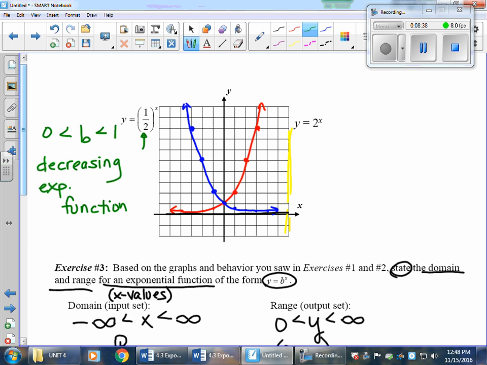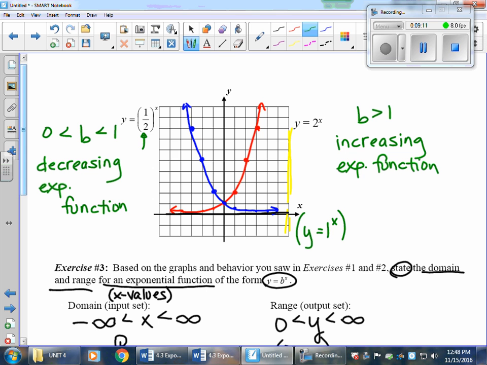And taking a look on the other side, here, when our base is greater than 1, not equal to 1 again, when it's greater than 1, this is going to be an increasing exponential function. Why do we exclude 1? If you had y equals 1 to the x, what would that be? Y equals 1 to the 0, y equals 1 to the 1, y equals 1 to the 2. Hopefully you realize that this would just be the horizontal line, y equals 1. So this is not an exponential function. So that's why we have to exclude when the base is 1. Copy down what you need to, and meet me at the next exercise.